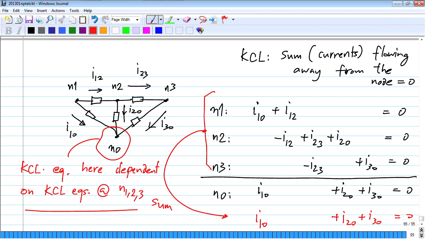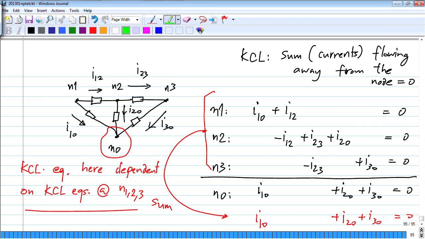Now in general, if you have N nodes, KCL at one of the nodes will be dependent on the equations at all the other nodes. Okay. And this is quite easy to see. Now we have this circuit. What do we mean by writing KCL at node N0? Essentially, we take this closed surface and the sum of currents leaving this surface will be equal to 0.